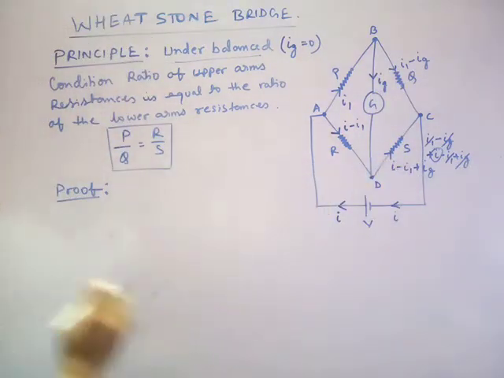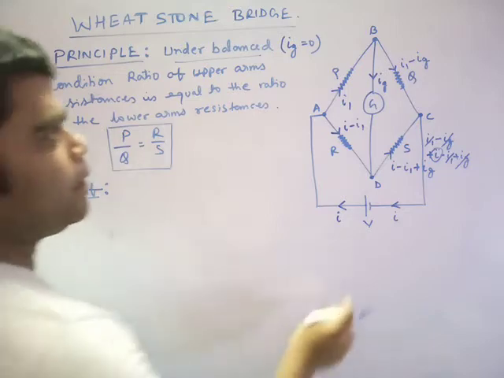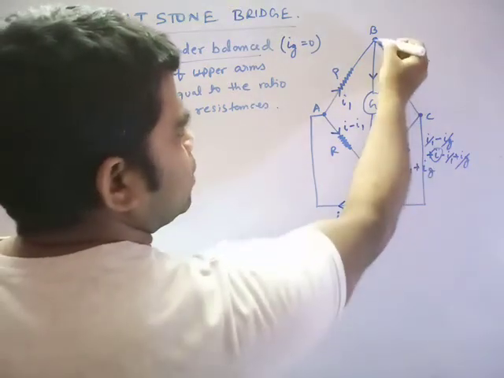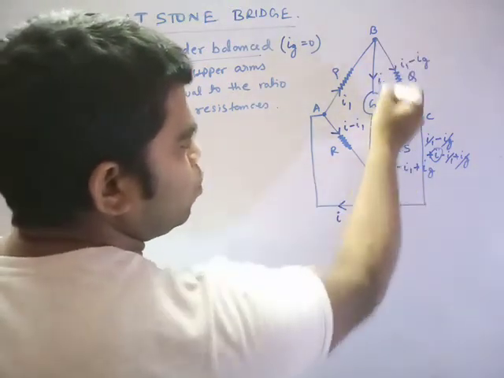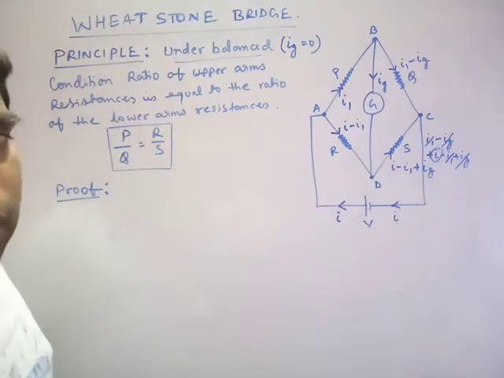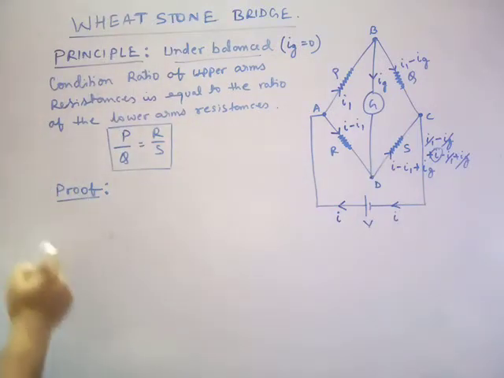Clear? Yes, this is definitely happening. What is happening here? From this terminal B to D, no current will flow. Current will never flow. Clear? So let me take proof.